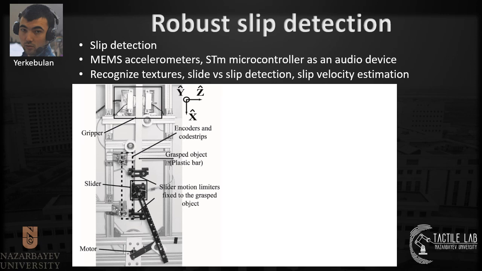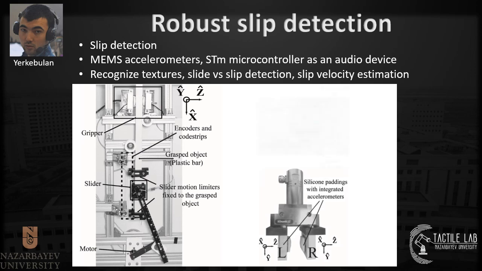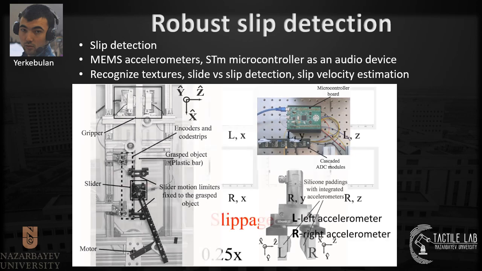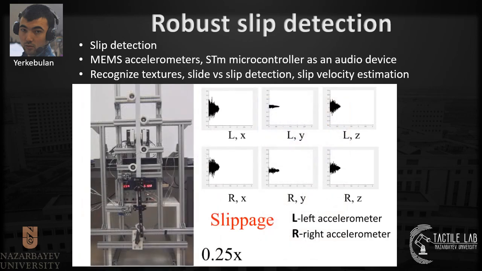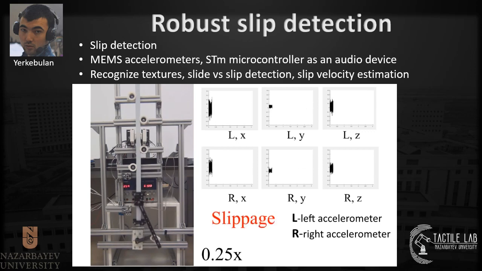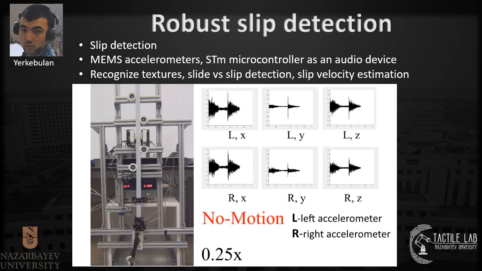The setup consists of a motor, a gripper with fingertips, encoders to measure velocity of motion, and a custom-made data acquisition system to record vibrations generated by friction using accelerometers. We defined 3 types of motion: slippage, sliding, and no motion. Slippage occurs when the grasped object moves with respect to the gripper. Sliding takes place when an external object traverses on the grasped object. Finally, no motion happens when neither slippage nor sliding exists.